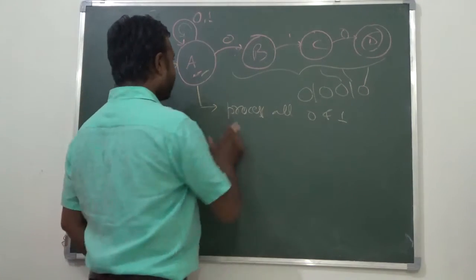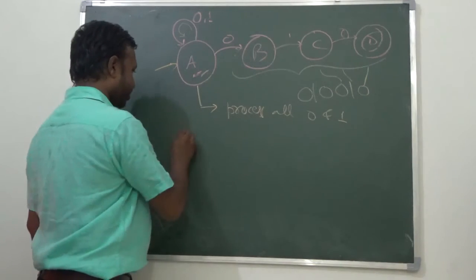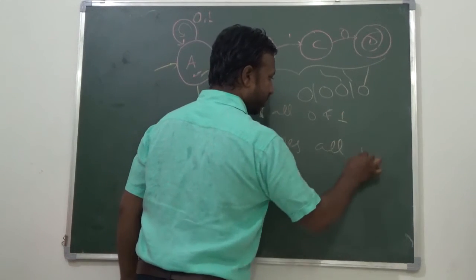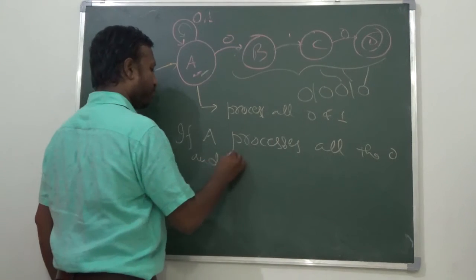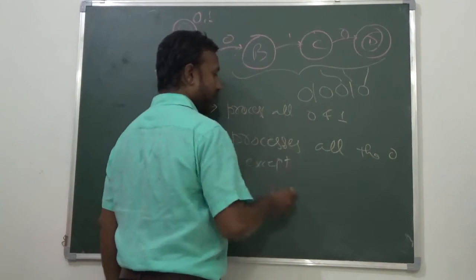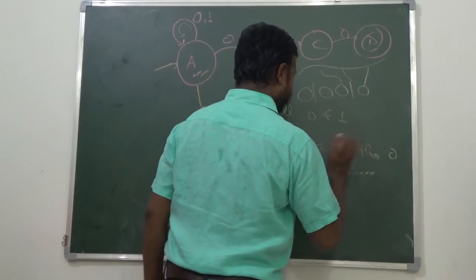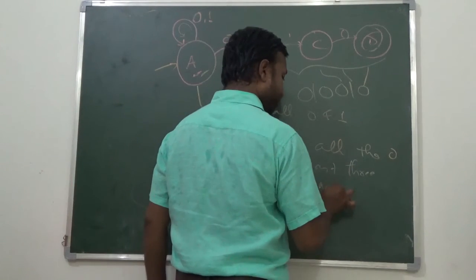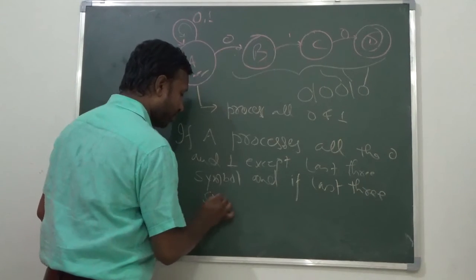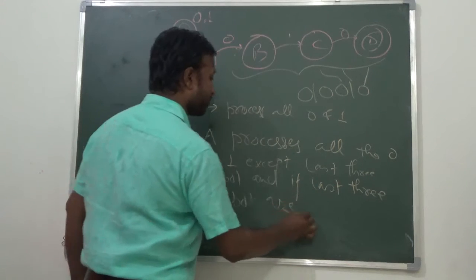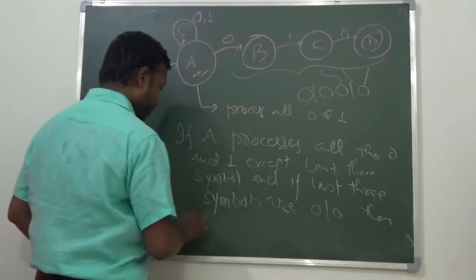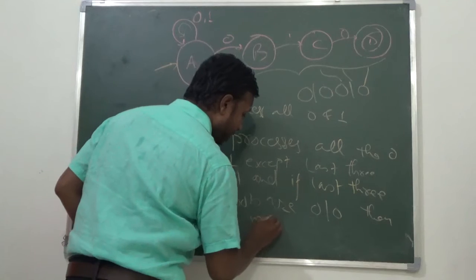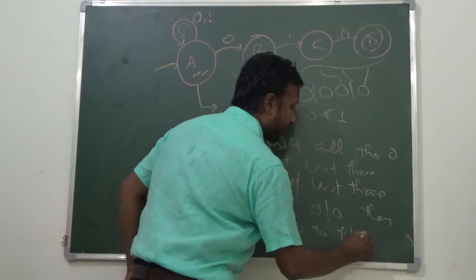Okay. So this particular state, the A, processes all the zeros and 1 except the last three symbols, and if the last three symbols are 0, 1, 0, then the machine may go to the final state, right?